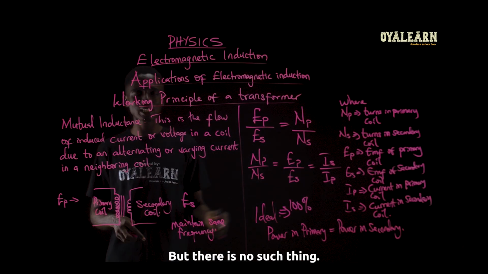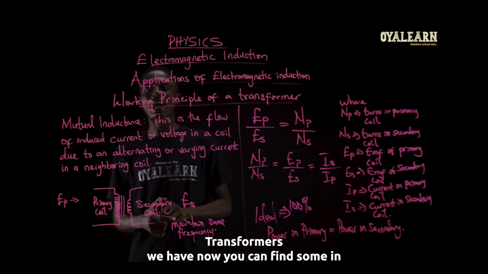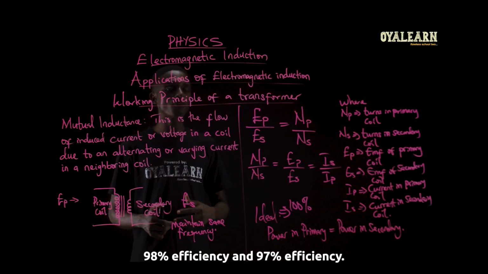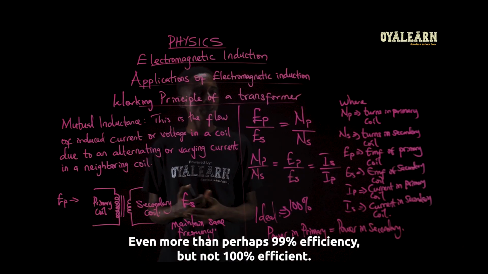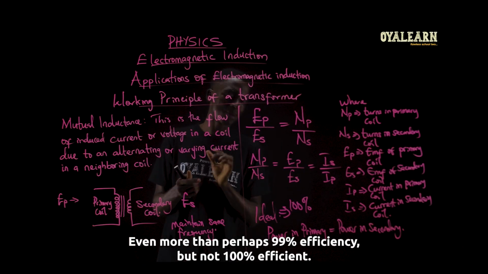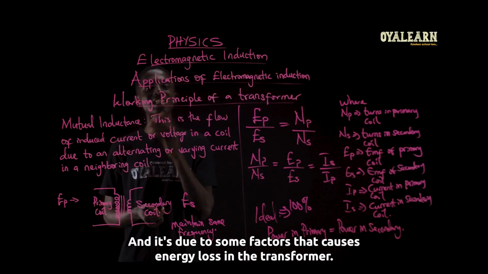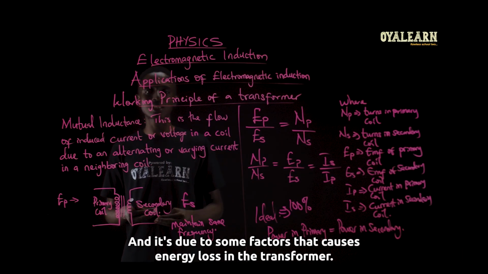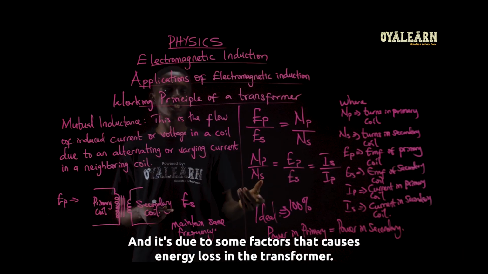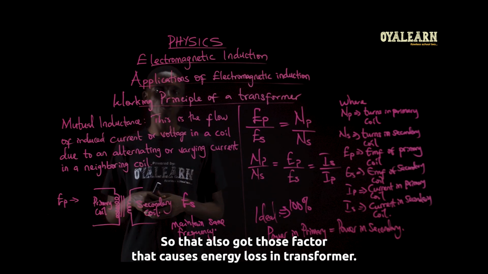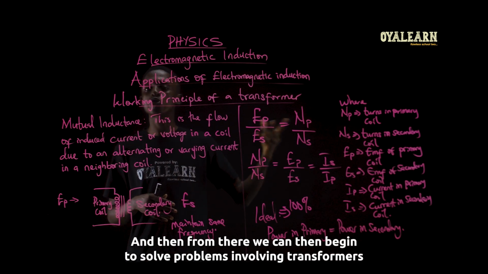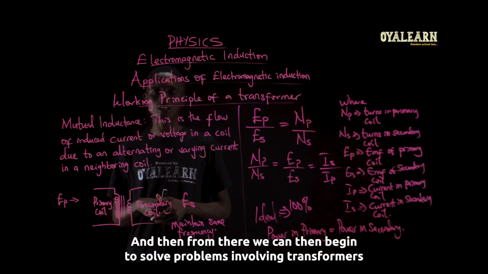But there is no such thing. Transformers we have now, you can find some at 98% efficiency, 97% efficiency, even more than that, perhaps 99% efficiency, but not 100% efficient. And it's due to some factors that cause energy loss in the transformer. So let us look at those factors, and then from there we can begin to solve problems involving transformers.